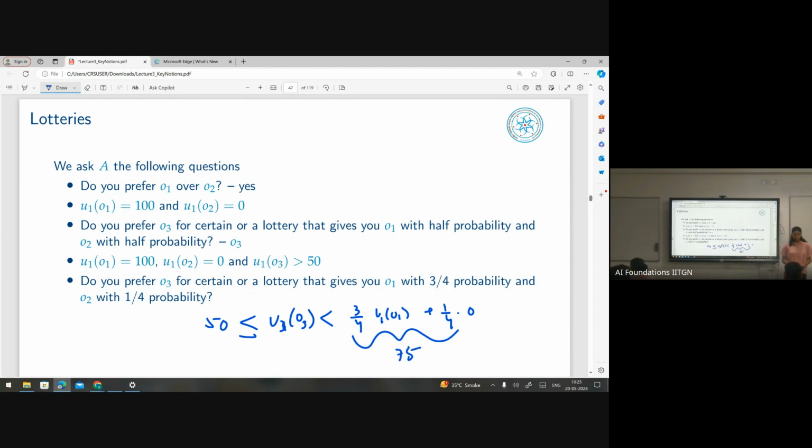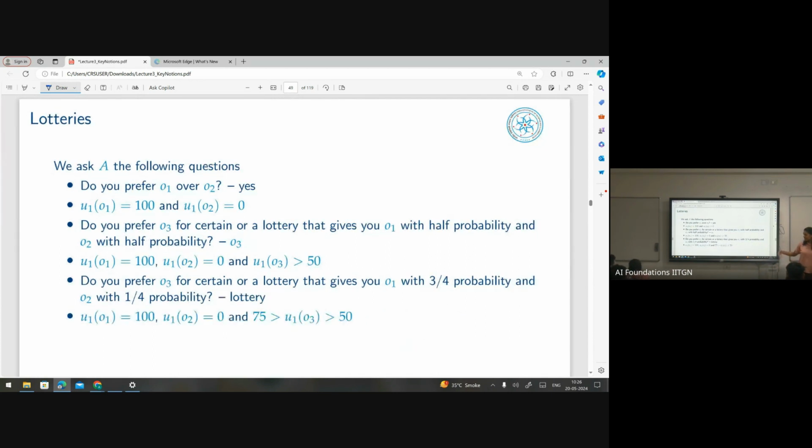Please, again, the 50 is a continuation of the previous. I already know that utility is at least 50. But now I know that it is at most 75 because there is a lottery that I asked agent 1 and it prefers this particular lottery more. Focus on the same wording. I did not say what it prefers, I just asked what it prefers. So it prefers the lottery more and not O3. Previously it preferred O3, now it prefers the lottery.